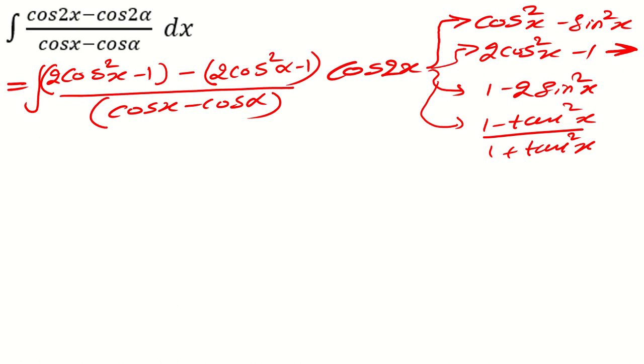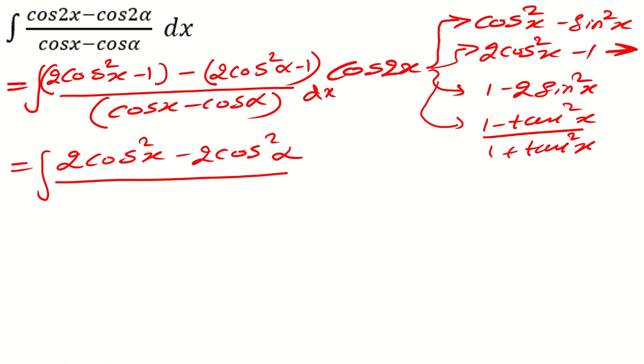Now we have to simplify the numerator. So write the like terms together: 2 cos square x minus 2 cos square alpha. Now plus 1 and minus 1 will cancel out. Why do I say plus 1? Because this is negative and this is also negative, so both become plus, and it will cancel out. The denominator will be the same, cos x minus cos alpha.